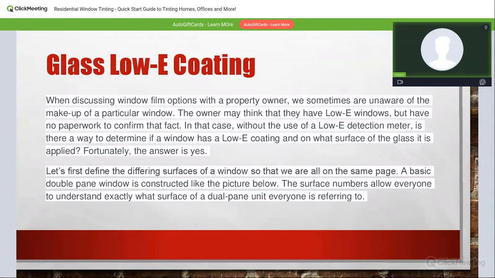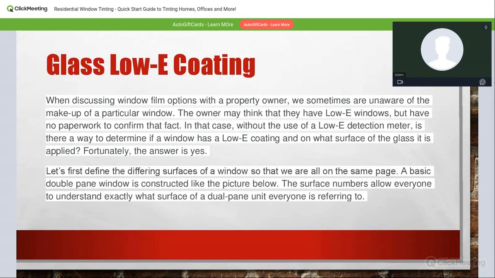Now, most windows out there in the home actually have low E coated glass. So we need to determine where that coating is on the glass. Low E coating on windows actually helps prevent UV from entering the house. So if we put film on windows that have this low E coating, it can either make it worse or not put that UV coating in there.